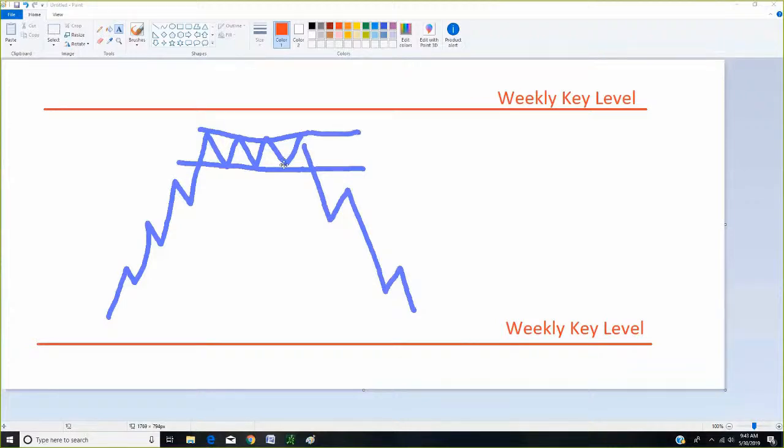When it breaks the sideways consolidation, it's breaking the sideways market structure. Remember, our job is to let the market communicate what it wants to do. We don't pretend that we know. We just watch what it does. Not what we think, not what we feel, but what we see on the chart.